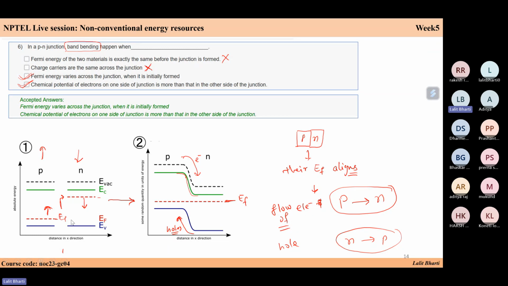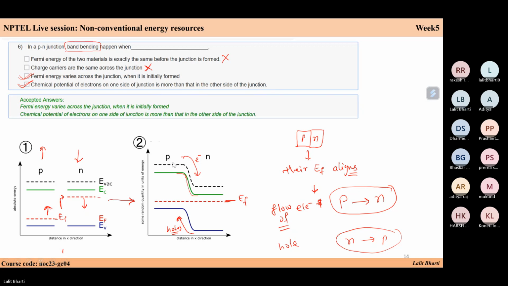So if this is your junction, it is lower here, it is higher here. It is required for bending the bands. So initially it varies, but after the formation of the junction, your Fermi energy levels will be at the same level. So statement 3 is correct. The fourth is: the chemical potential of electrons on one side of the junction is more than that on the other side of the junction. So that is correct.